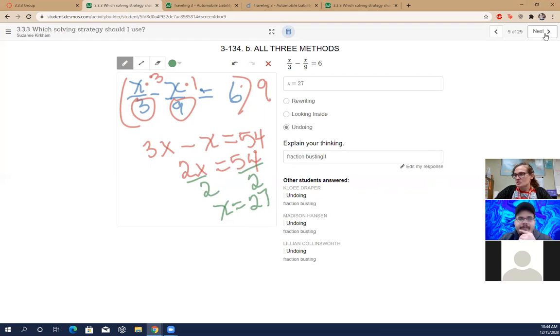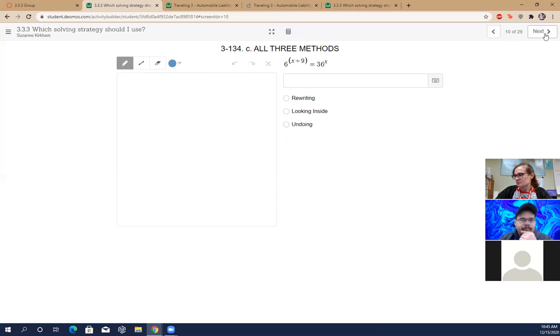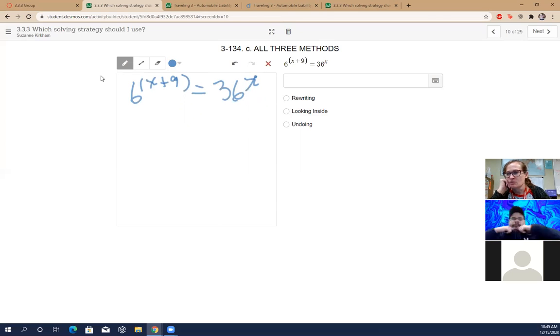All right, page 10. So this one we're working with powers. Let's see what we can do here. We've got 6 to the x plus 9 power equals 36 to the x power. Okay, so what do we do here to solve this equation?